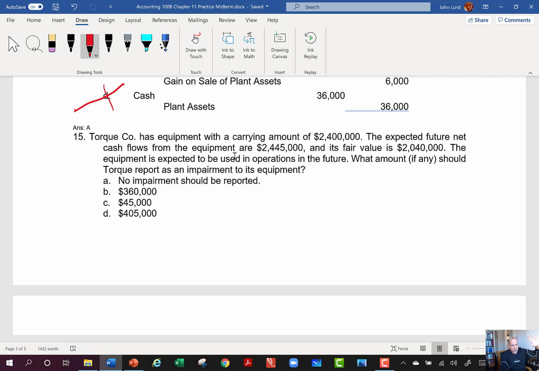If the undiscounted cash flows are less than the carrying value, that means you're not going to recover that cost.